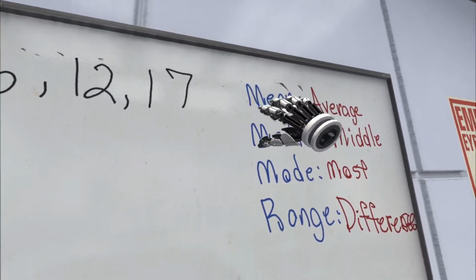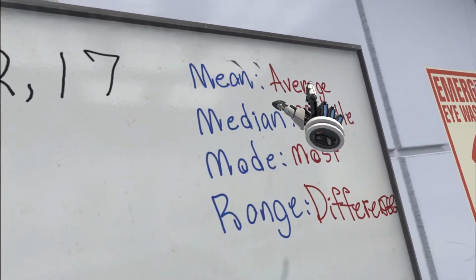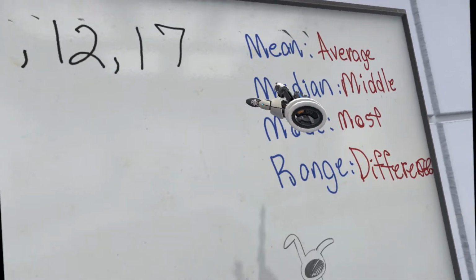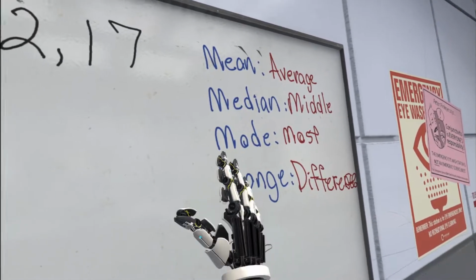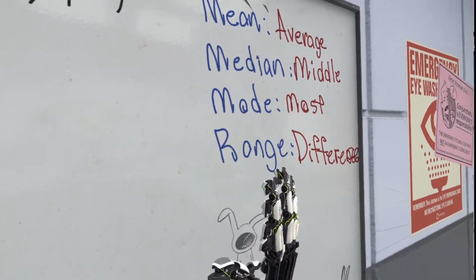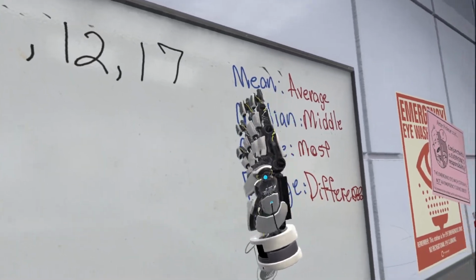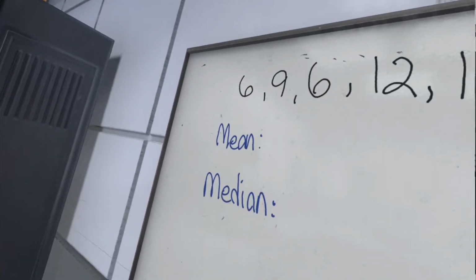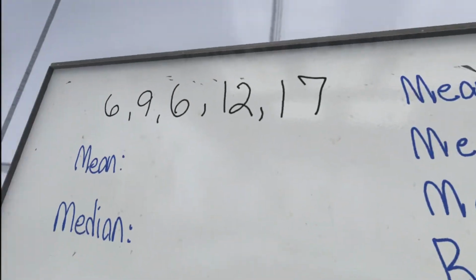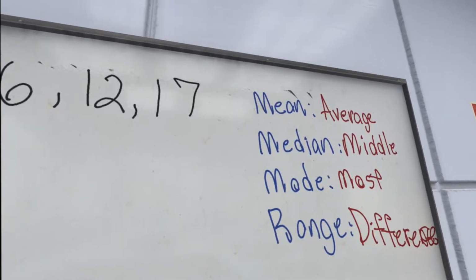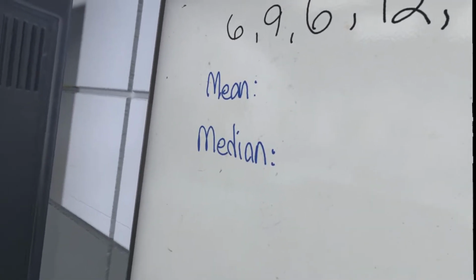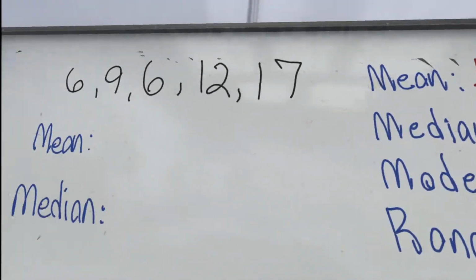So mean stands for average. We'll go over what average means later. Median stands for middle. Mode stands for most. Range stands for difference. So mean, that's your average. That's how I get your grade, by the way. I get all your grades throughout the year, then I divide by how many grades I just added. That's how I get your grade average.